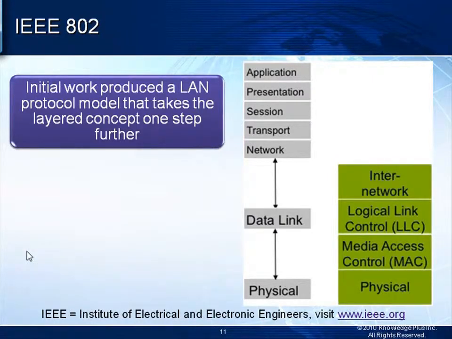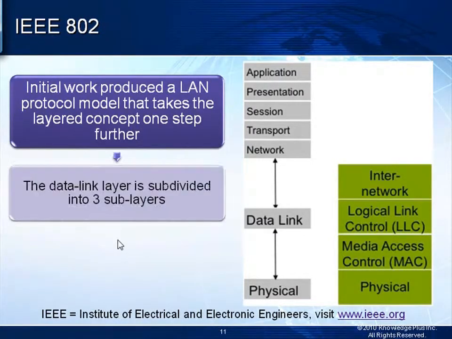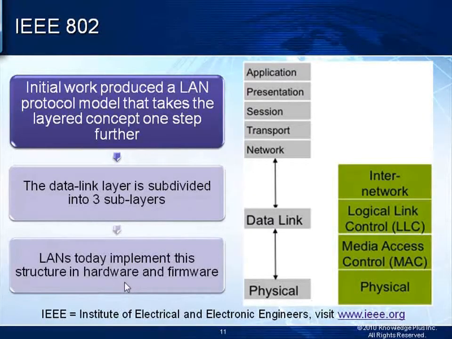The initial work produced a LAN protocol model that takes the layered concept one step further. The data link layer is divided into 3 sublayers: the logical link control, media access control, and the physical layer. So LANs today use this particular model, and this is the structure that is built in hardware and firmware.